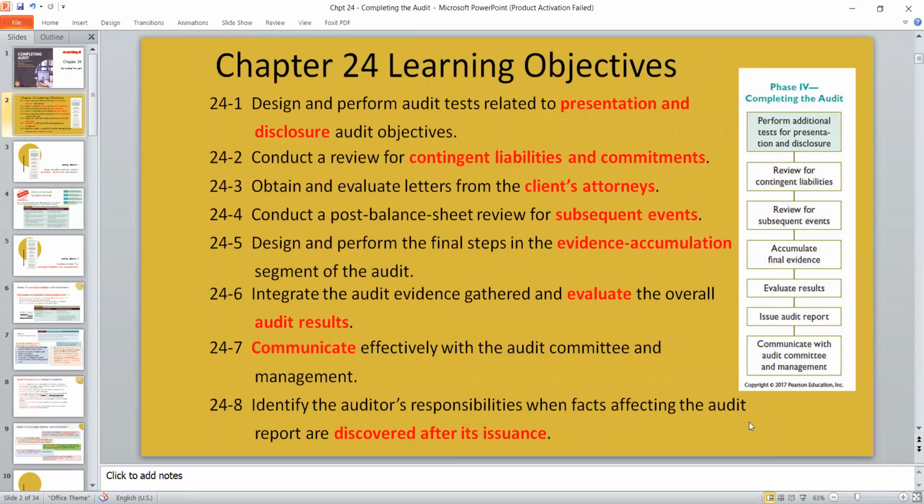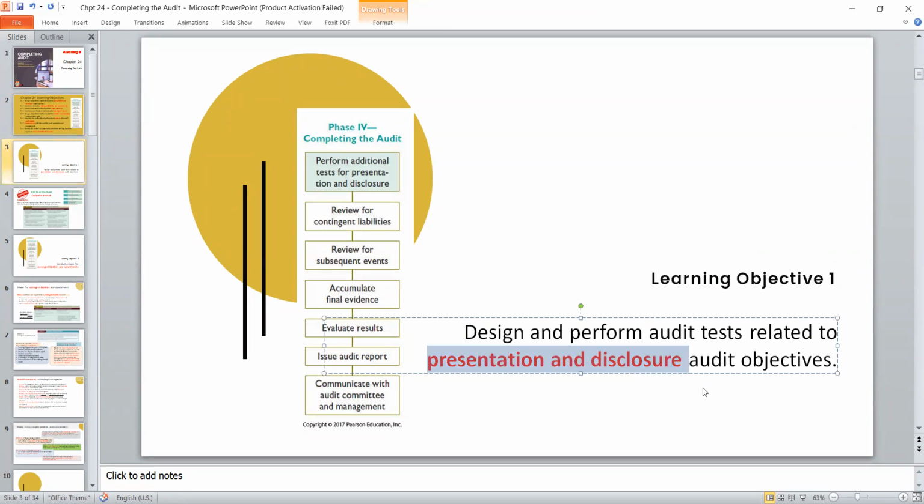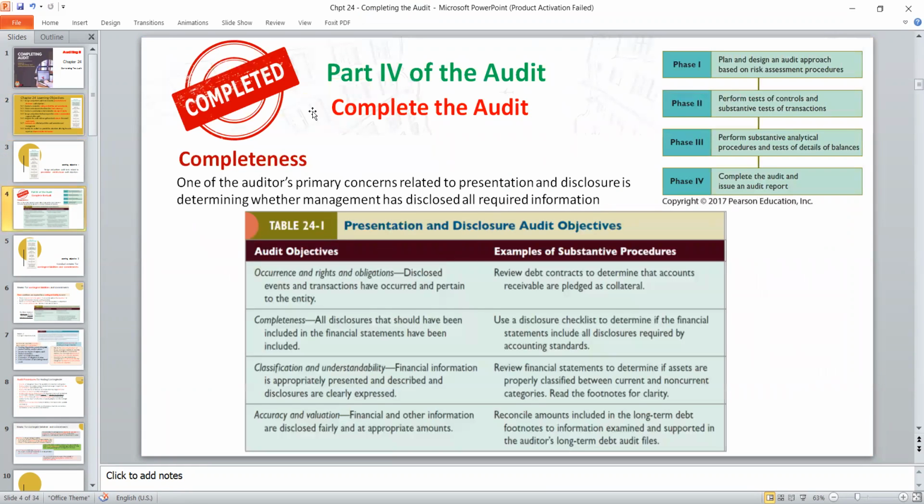Okay, so this is the chapter 24 learning objective. Firstly, we will know about the presentation and disclosure audit objective, the assertion of presentation and disclosure class. Okay, so this is the assertion.